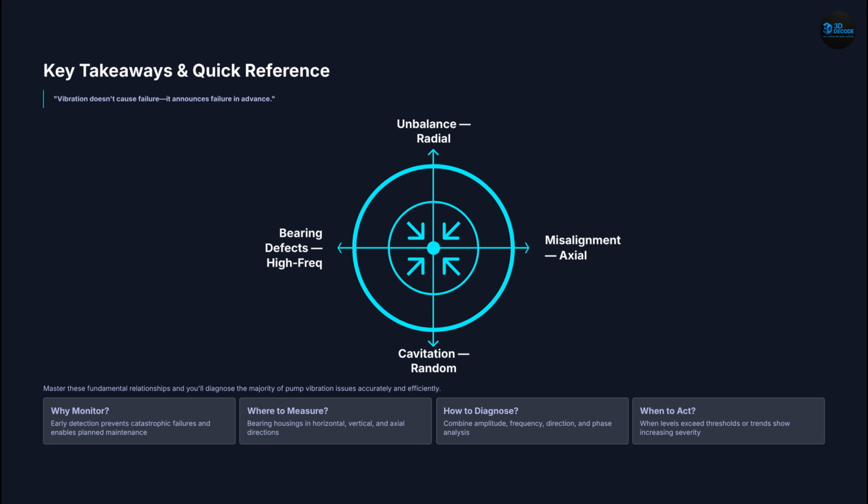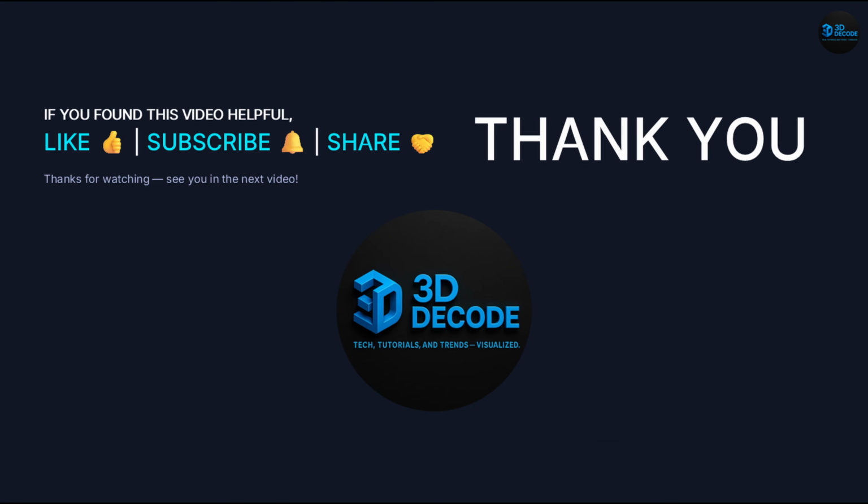Slide 17. Golden principle. Remember this key principle. Vibration does not cause failure. It predicts failure. If you understand vibration, you control reliability. If you want to become a strong reliability engineer, you must learn how to read machines through vibration.